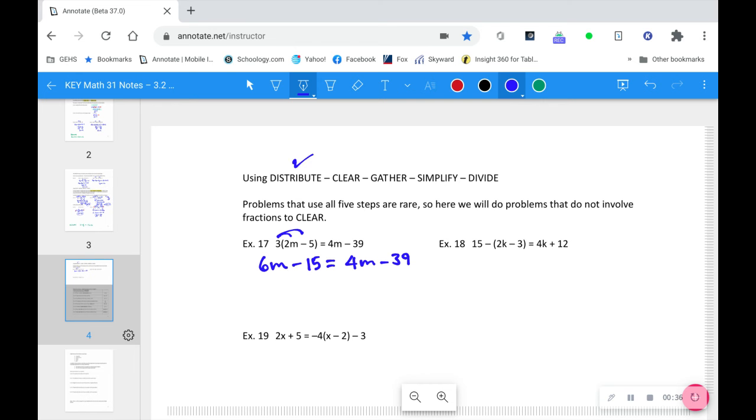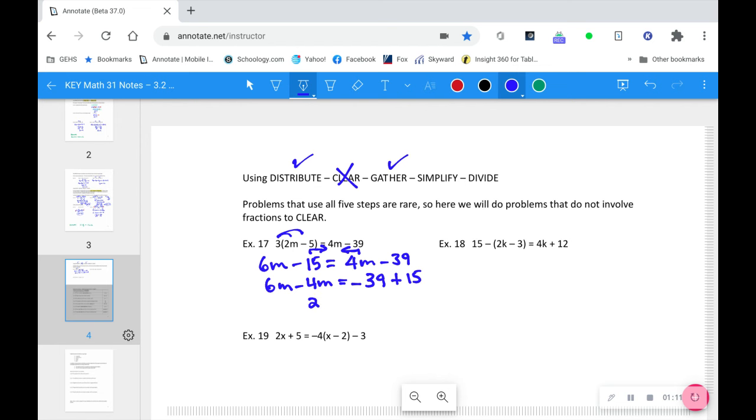Okay, there are no fractions to clear, so we're going to skip that step. And we'll go to the gather step. Gather all the variables on one side. So we have 6m minus 4m. Notice that the 4m comes over and changes signs. And we already have a negative 39 over here, and same thing as before. When you bring that minus 15 over, you have to change the sign. Okay, we've done the gathering step.